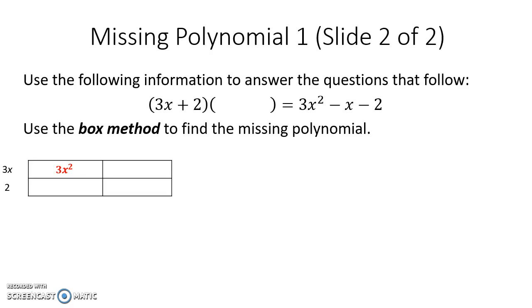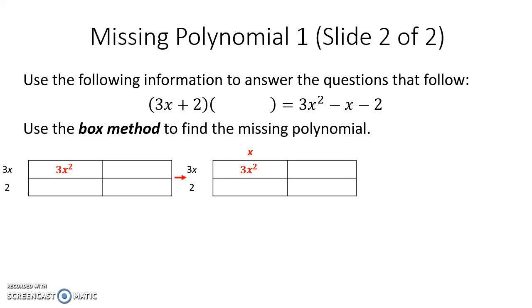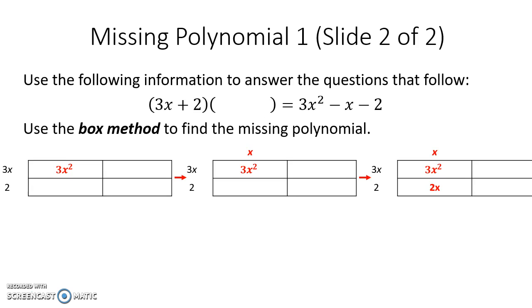What we can start with, though, is 3x squared, because we know it's got to end up equaling 3x squared on the right. So since I know 3x squared is in this box, and I know 3x is to the left, that means the top has to be x, because 3x times x gives us 3x squared. Well, once we've figured that out, we can just multiply down and multiply x by 2 to get 2x.